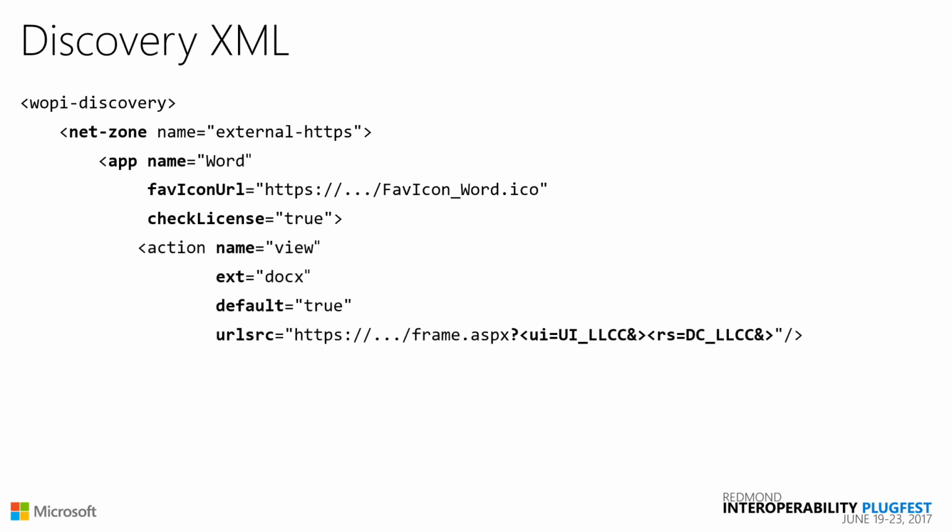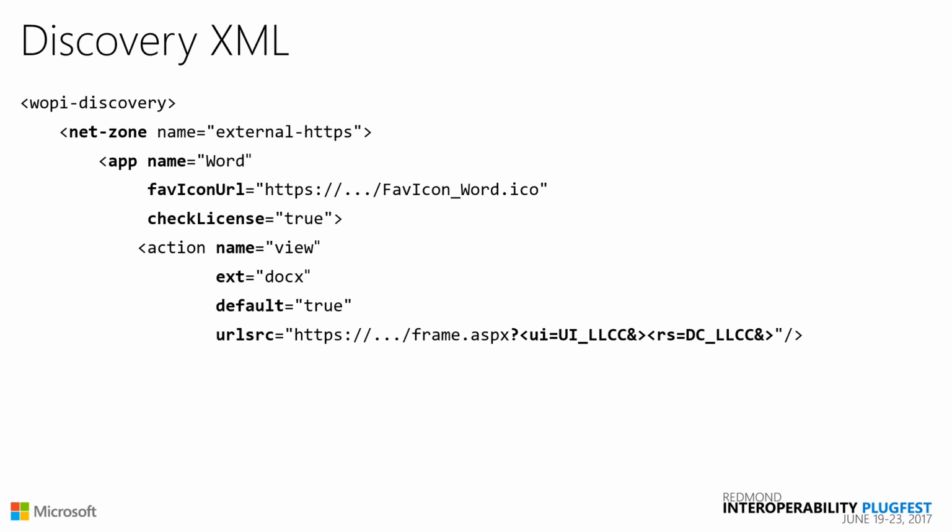But the big thing is that the WOPI discovery information, for every application and file extension, defines a number of actions. Those actions are things that this WOPI client, Office Online, knows how to do with the file. For example, the view action is the simplest action. It has a URL defined here with some placeholders, which I'll talk about in a minute, and an extension.